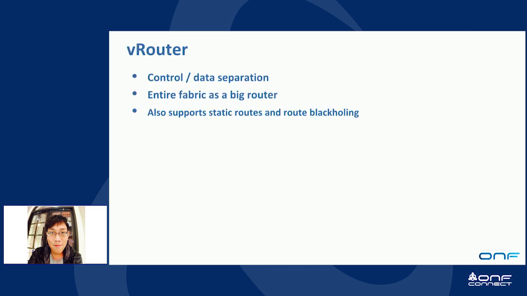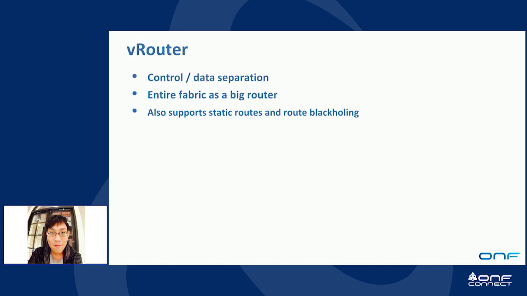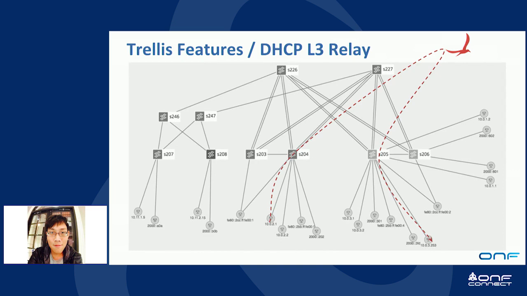So some features of vRouter: the first one is the one I just mentioned, control and data plane separation, or disaggregation. And from the upstream or internal point of view, the entire fabric is acting like a super big router. And internally, Trellis will just figure out how to route the packet to the right destination. It also supports static route configuration and route blackholing. And then the next feature I'm going to talk about is DHCP L3 relay.